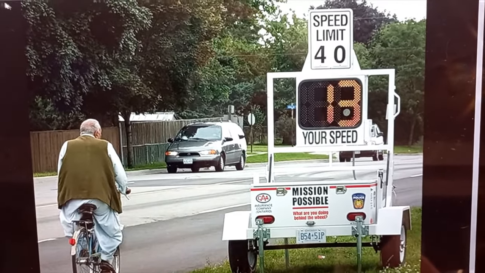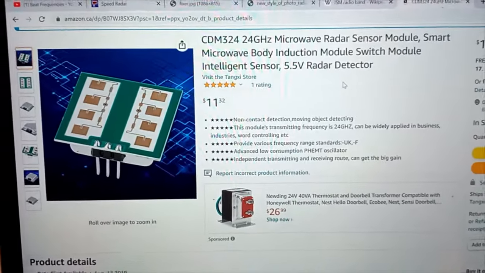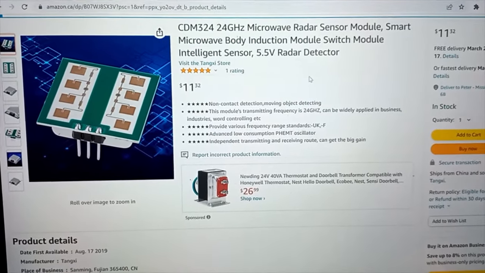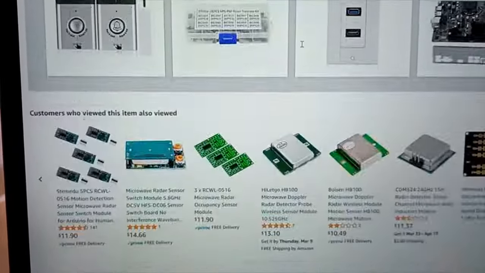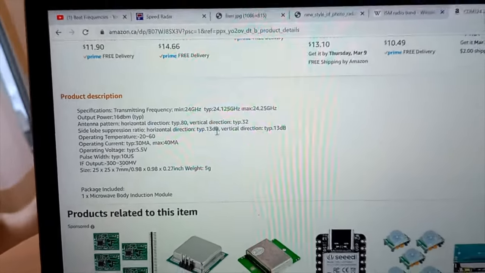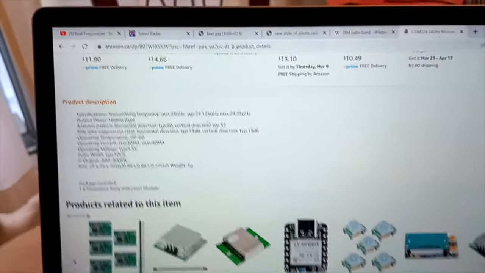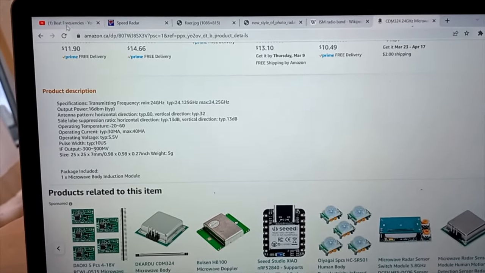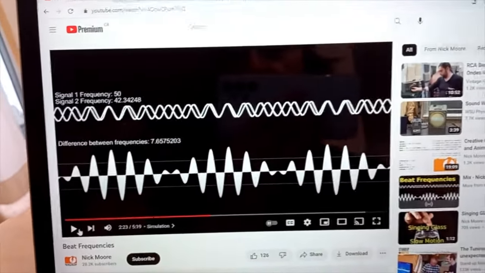Now, where things get interesting, if you were to use this device here, which is a motion detector, and very cheap, $11, that's Canadian dollars, so basically about $10 US for one of these. And we go down here and we look at the specifications. And oh, it's operating on the ISM band, 24.125. Isn't that interesting? I wonder why. Well, it's because it's unlicensed spectrum. Anybody can use it for their products. So what would happen if we were transmitting on the same frequency?